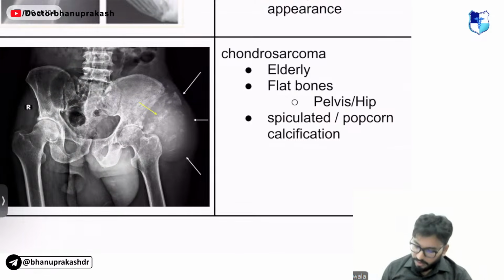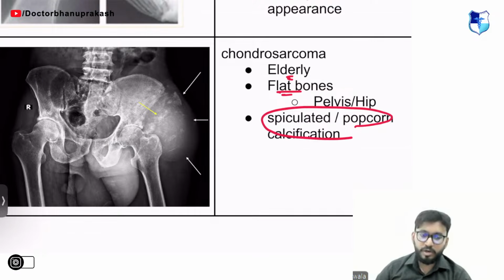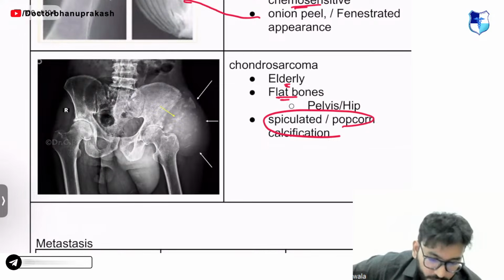Chondrosarcoma. The most common question asked is flat bones, elderly, and popcorn or speculated or stippled calcification.